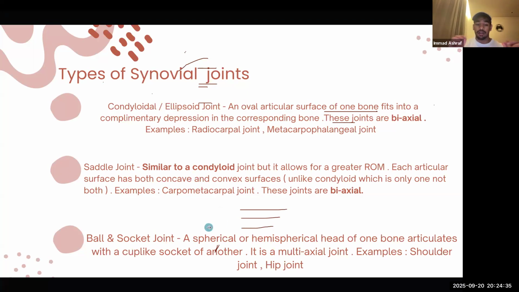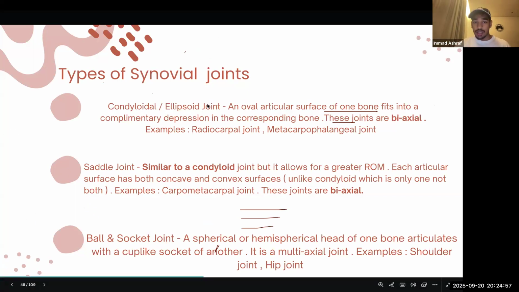Ball and socket joints are the pinnacle of joints. They're multi-axial. They can move in any plane, all 3 planes. For example, your shoulder joint, you know, it can move in 1 plane, 2 planes, and then 3 planes, all 3 planes. Your hip joint is the same. So ball and socket, three planes, or multi-axial, if you want to call it that.